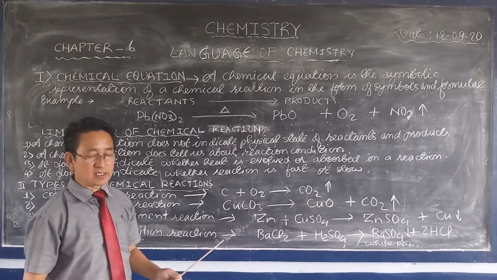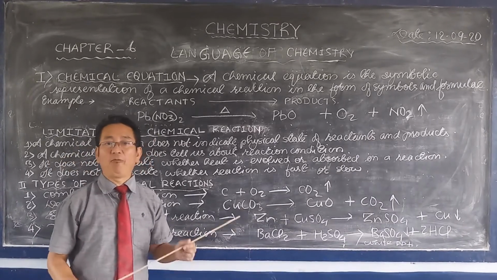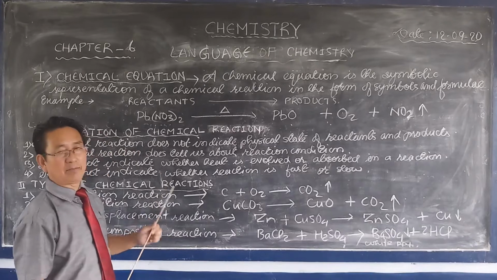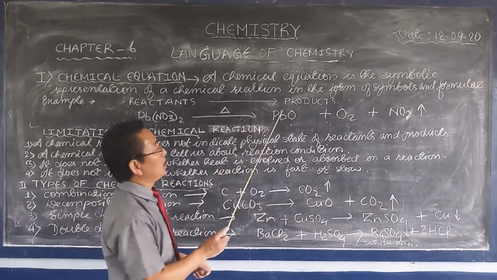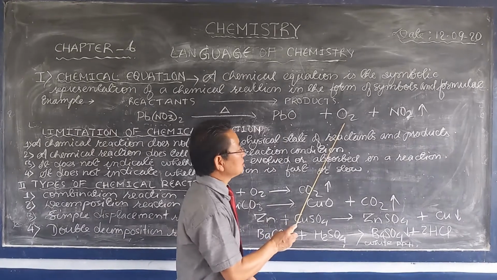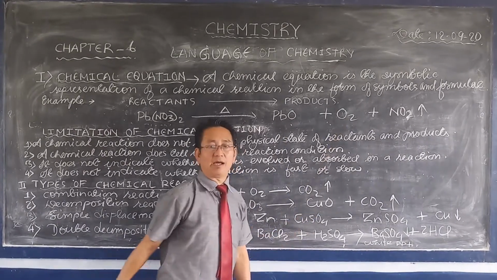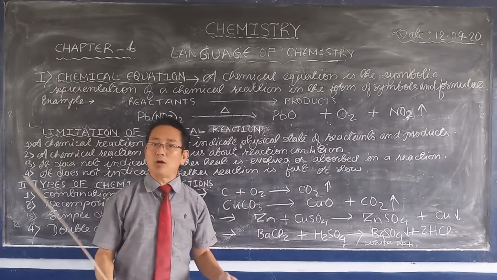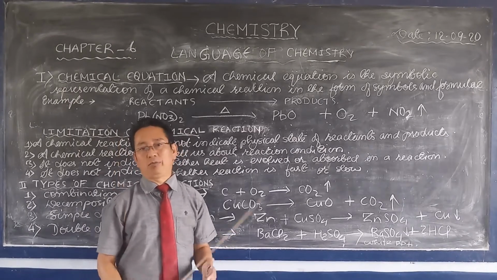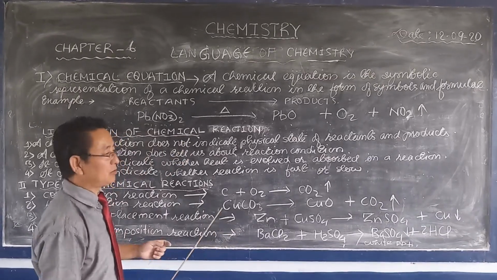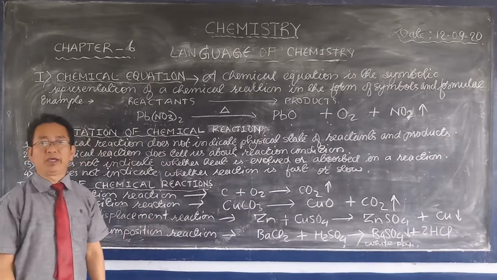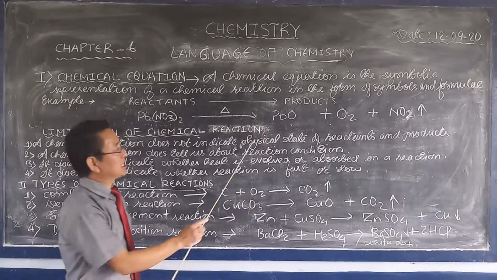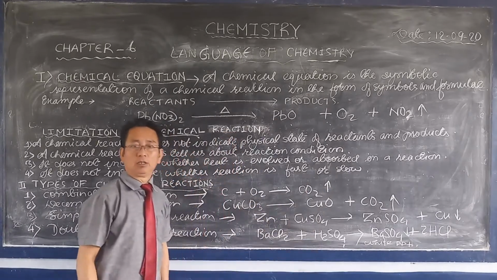The substances that are produced or formed as a result of the chemical reaction are called products. As you can see here, lead monoxide, oxygen gas and nitrogen dioxide are the products which are formed as a result of the chemical reaction of lead nitrate by the action of heat.